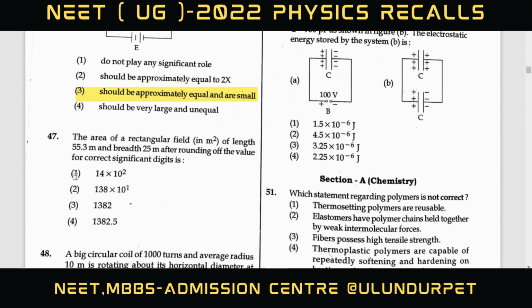47. The area of a rectangular field of length 55.3 m and breadth 25 m, after rounding off the value to the correct significant digits, is? The answer is option 1.